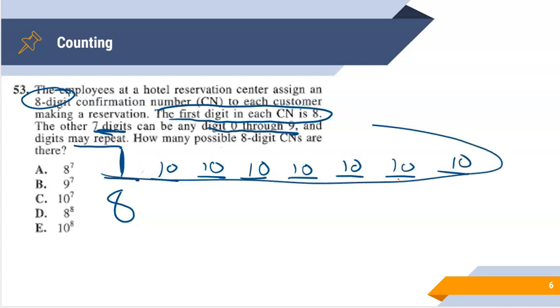Well, if I'm looking at all this and I multiply all these out, we will wind up with choice C, 10 to the 7th. Not too bad, right? Again, putting in blanks for all the pieces. The next question is yours.